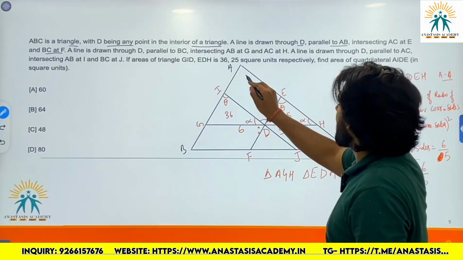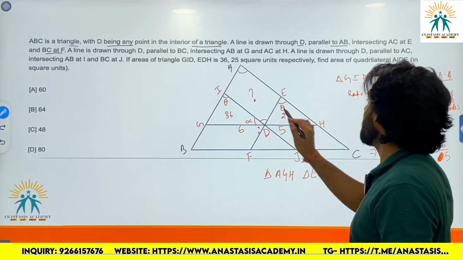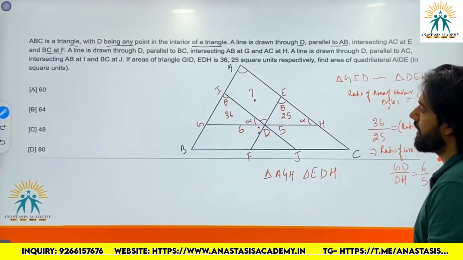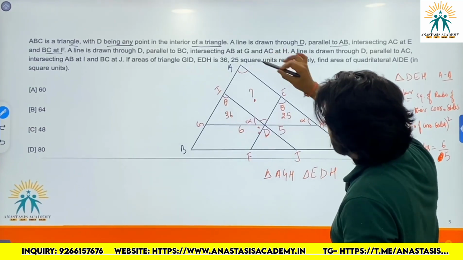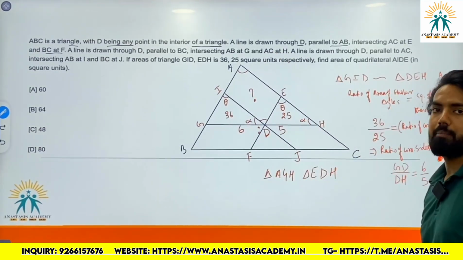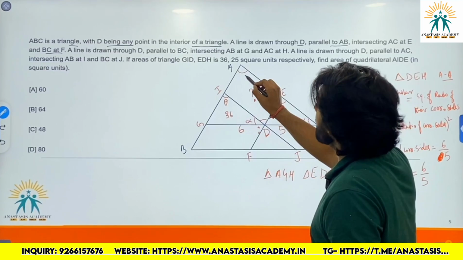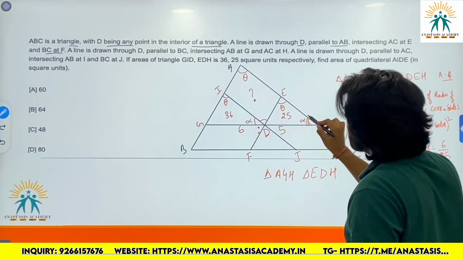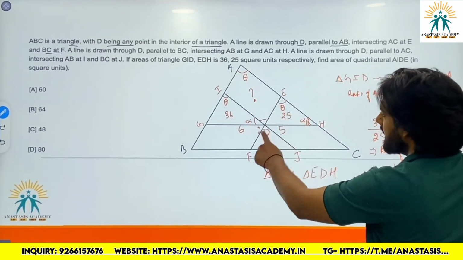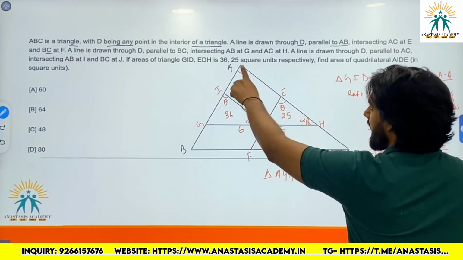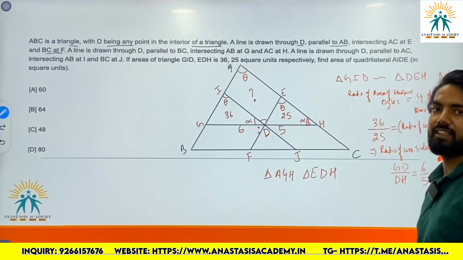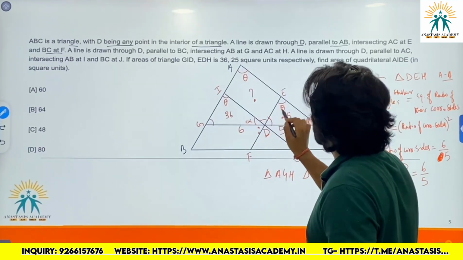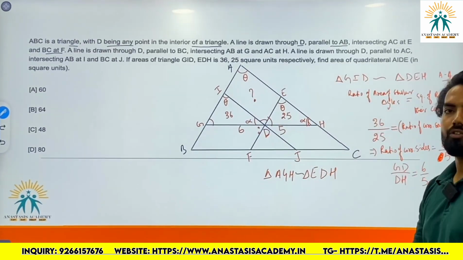I know this angle A must be equal to this angle E. Why? These are corresponding angles because EF and AB are parallel lines. These two angles are equal, so I can say this is theta. Also, angle H is common to both these triangles, EDH and AGH. So two angles are equal, so I can say the third angle must be equal. So these two triangles are also similar.